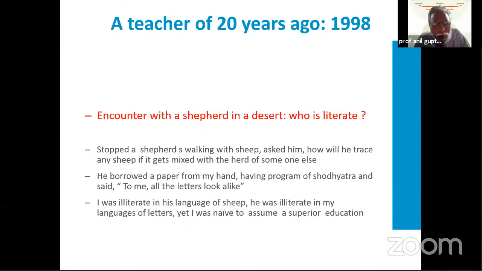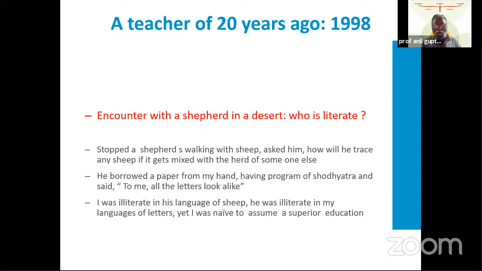So he stopped. Now I thought, here is a professor of IMA, very bright, brilliant fellow, has taught so many bright students. I'm going to ask an intelligent question. I thought so. So I said, if one of your sheep gets mixed with the herd of someone, how will you find out? He smiled. He said, do you have a paper? So I said, yes, I have a paper in my hand.